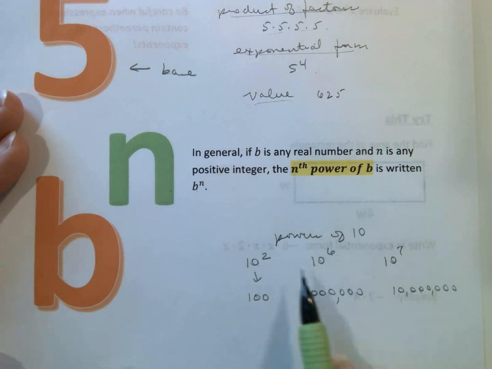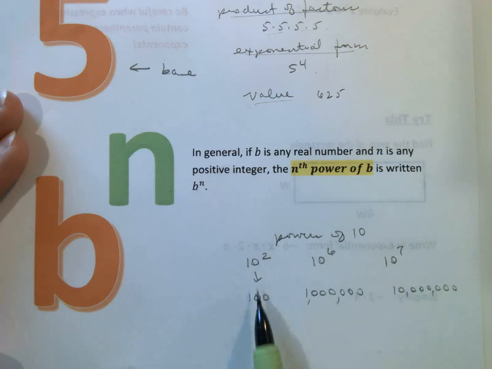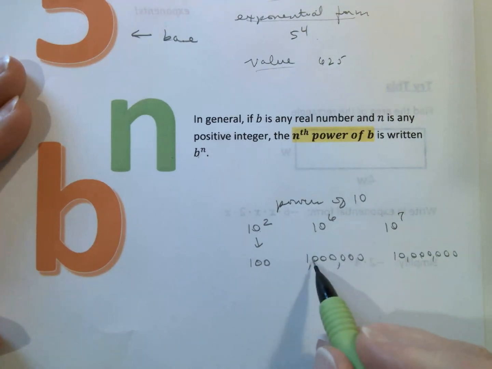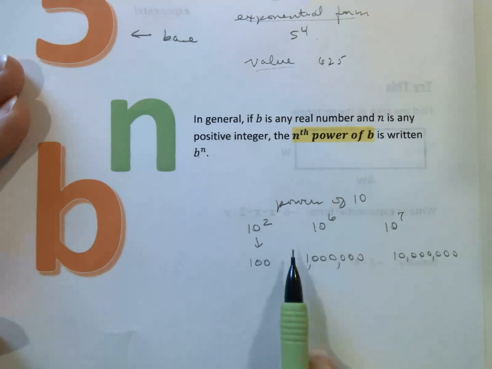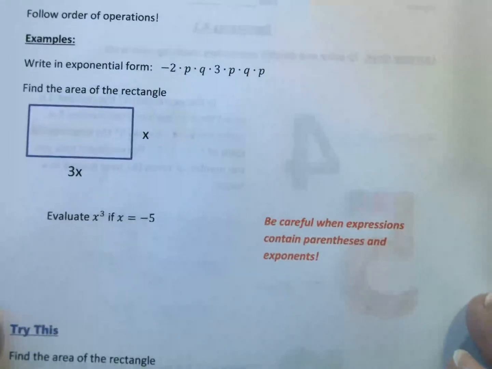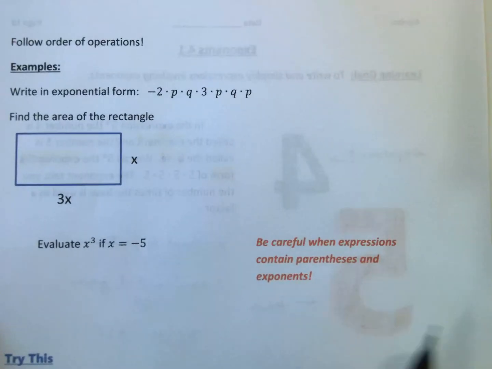So if you have anything that's a power of 10, it's pretty easy to find. And if you have a number and you need to write it in exponential form, it's pretty easy. You just count the zeros, and that's your exponent. We're going to use powers of 10 again when we do scientific notation, but it's important that you understand powers of 10 before that. Okay, so let's look at some examples here.